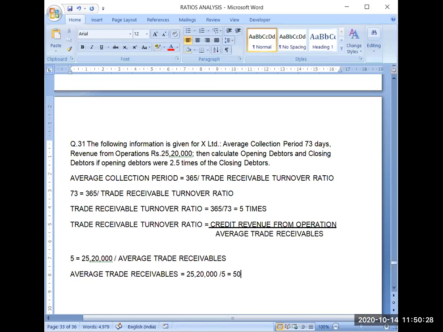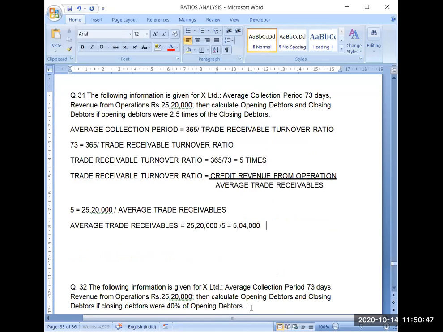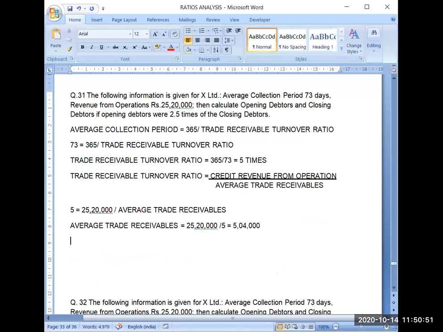Be careful in such calculations. Sometimes students are in a hurry, and how they do it, I will show you. They do it like this: 5 5 is 25, 5 4 is 20, and then they put 3 0. So this will be the wrong answer, and then you will be solving it totally incorrect. So be careful about such calculations, and this will come only through practice. So now I can write the formula of average trade receivable also.